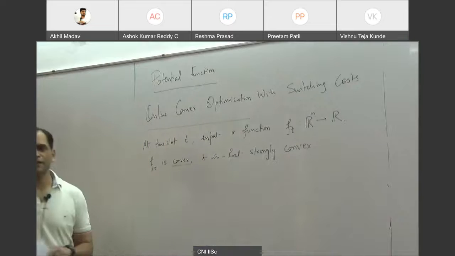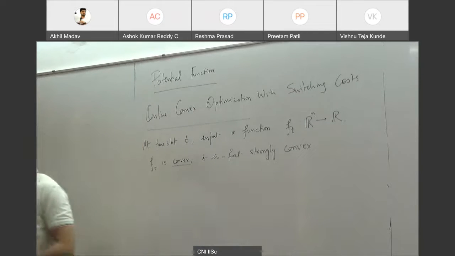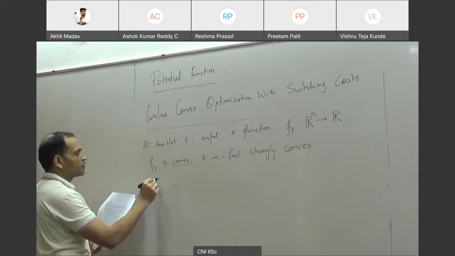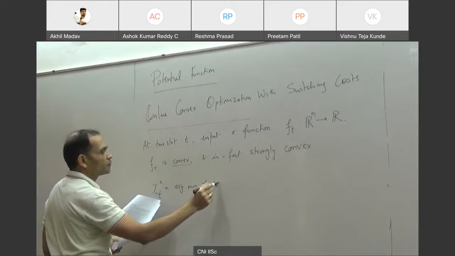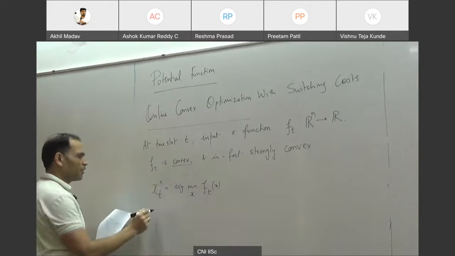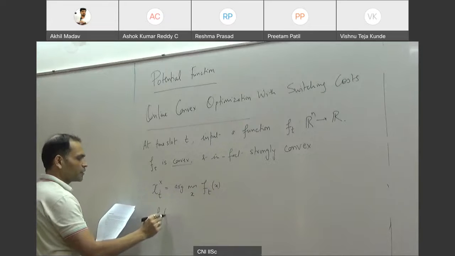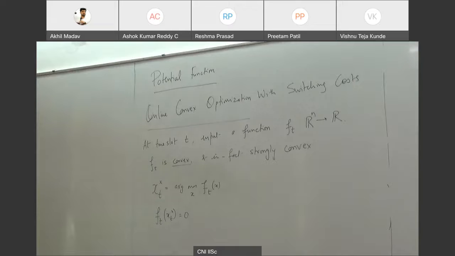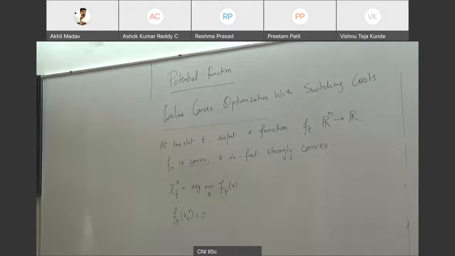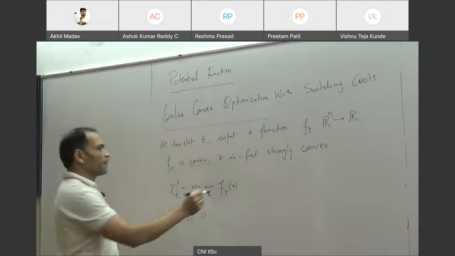You can do this with just convexity, but it's much simpler if you assume strong convexity. And let's say x_t star is the minimum. Without loss of generality, you are going to assume that f_t of x_t star is in fact equal to 0. You can argue that for whatever I'm going to do, it's sufficient to look like this. I'm not going to go into that. It's sufficient that at the optimal, the function takes value 0. So far so good.